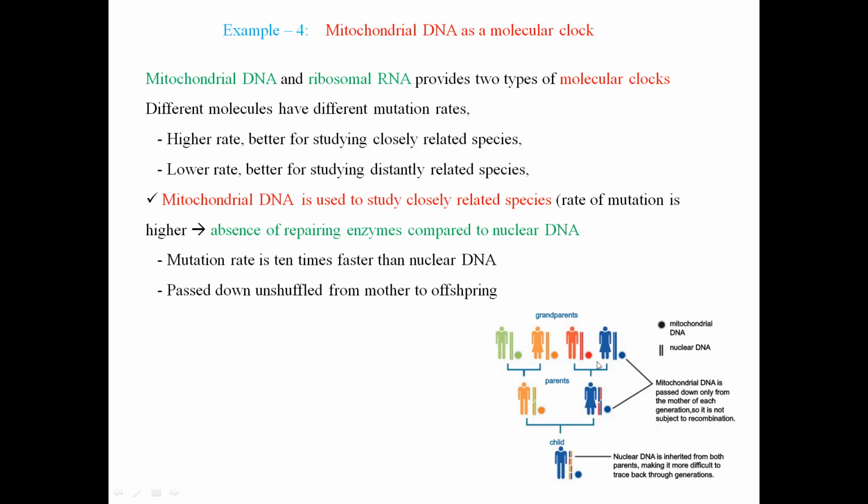Now you can see this picture. This is the father and mother, and these are their mitochondrial DNA. Here we can see the nuclear DNA and the mitochondrial DNA. Mitochondrial DNA is passed down only from the mother in each generation, so it is not subject to recombination. Nuclear DNA is inherited from both parents, making it more difficult to trace back through generations. But mitochondrial DNA is passed from mother to mother.